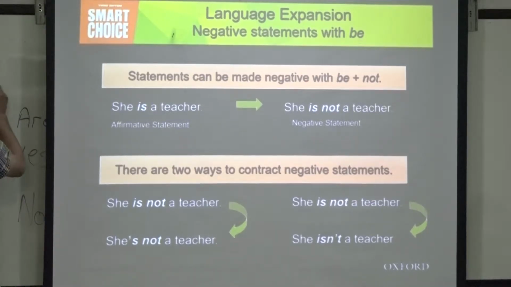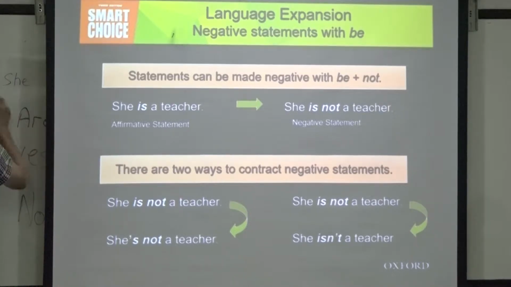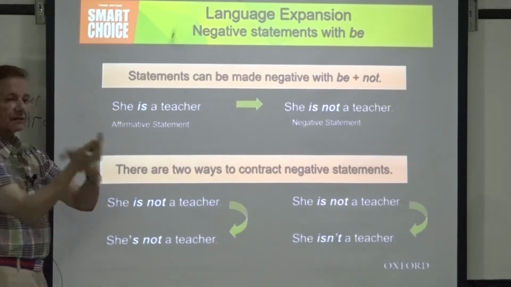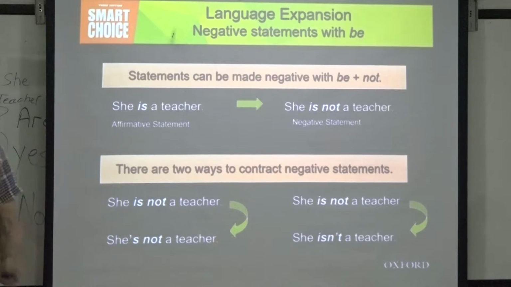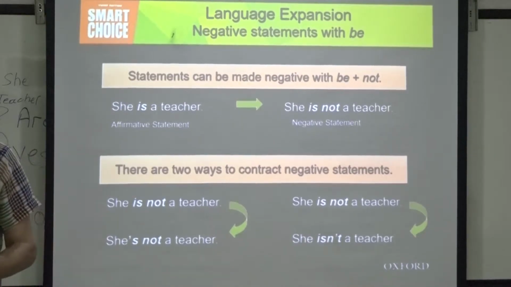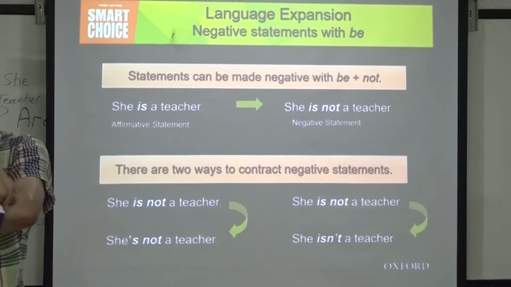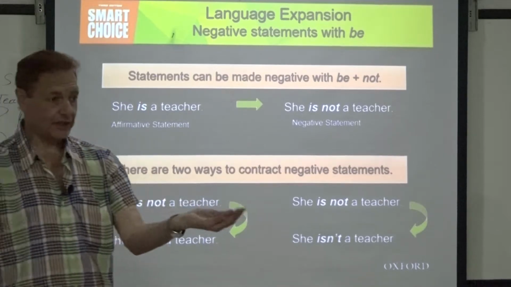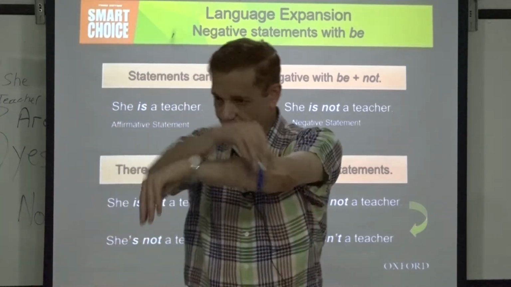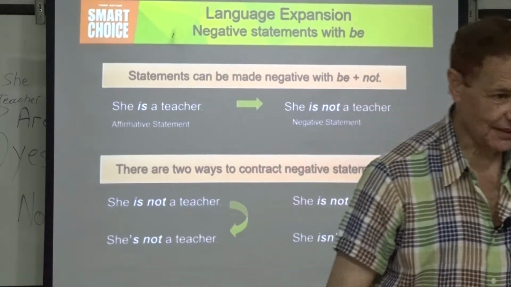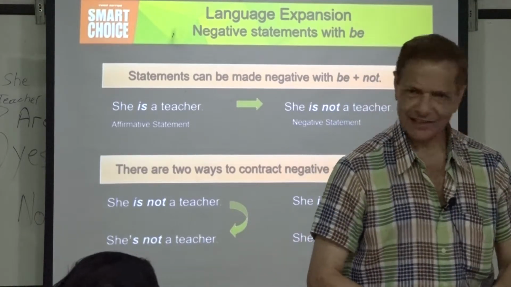Is she a teacher? Question mark. Okay. I can speak Japanese. Can you speak Japanese? Okay. Put the verb first. Okay. Very easy. Very simple. English is very fun, right?